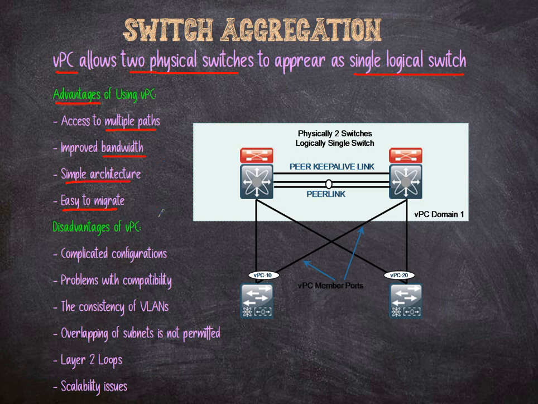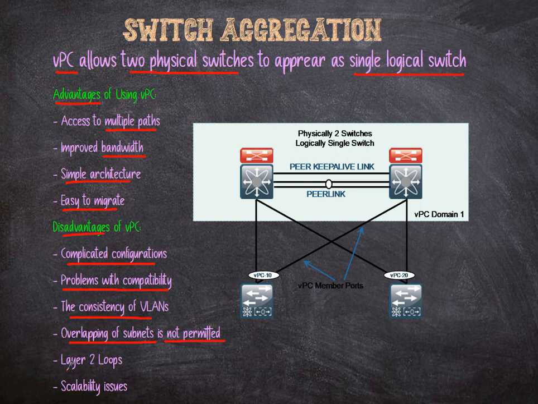Here are some of the disadvantages of using VPC in data center networks. Configuration of VPC can be complex and requires a deep understanding of the technology behind it in order to have it configured correctly. VPC is only compatible with Nexus switches and not compatible with other Cisco or third-party switches. It is important to configure VLAN consistency on both peers. Subnet overlapping is not supported on VPC peer switches.